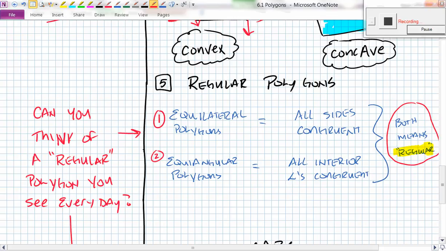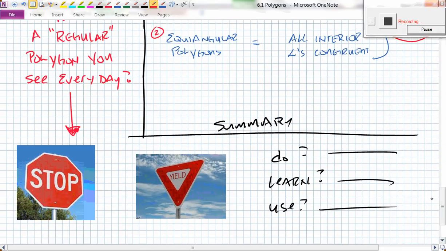All right, so the question I have for you right now is on the left-hand side. Can you think of a regular polygon you see every single day? A stop sign. Can you think of another one? A yield sign. Oh, yeah, there you go, right? There are two examples of regular polygons that you see every single day, right?